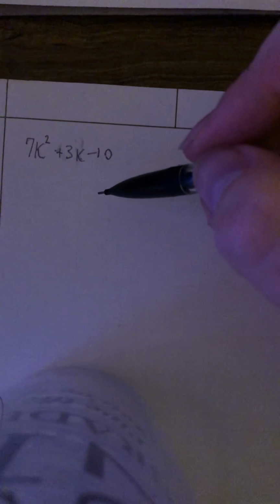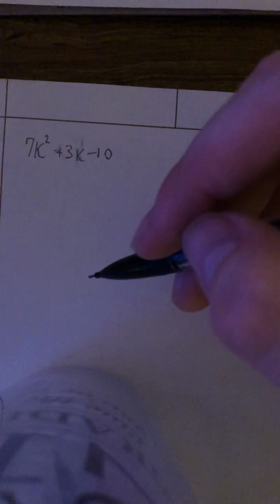Hey guys, so I was given this problem from somebody who needed a little bit of help with quadratics, and he gave me 7k squared plus 3k minus 10. And we were told to factor that. So real quick, these are k's and not x's. You normally will see it as an x, but you can just treat it as if it was an x.